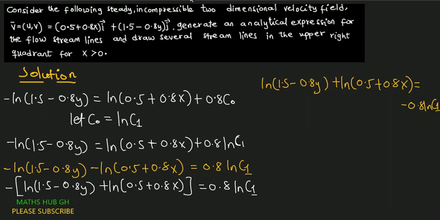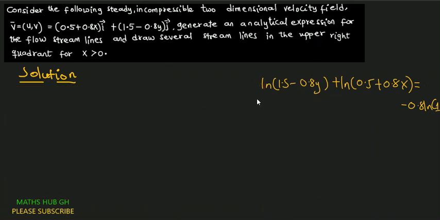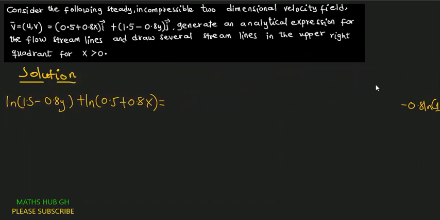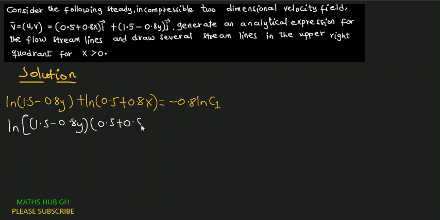Let me clean what I have here so that you can have some space. So we have minus 0.8 ln of C1. Let's apply some log properties here. You're going to have the natural log of 1.5 minus 0.8y multiplying 0.5 plus 0.8x, and then this will be equal to ln of c1 to the power minus 0.8.